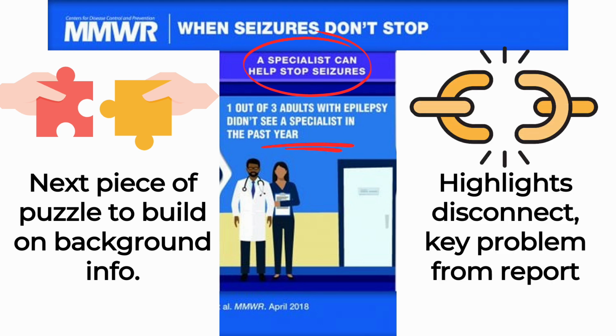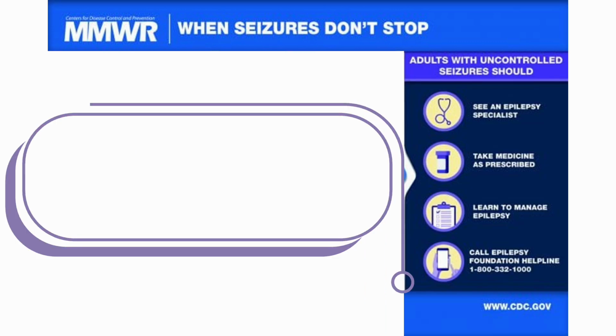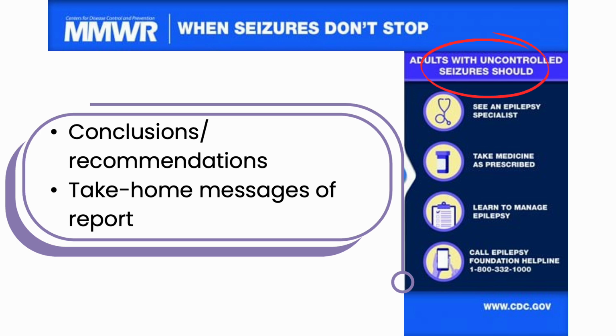This section is essentially saying, we know that seeing a specialist can help stop seizures. However, a large proportion of adults with epilepsy didn't see a specialist in the past year, which is one of the key points of the report. And that lays the groundwork for the third section, which is their conclusions or their specific recommendations or solutions. And they've worded this as adults with uncontrolled seizures should, and then they've written out short bullet points of recommendations which summarise the take-home messages of that report.